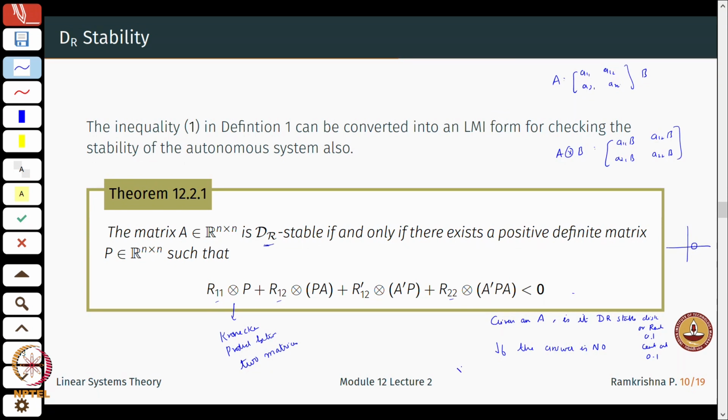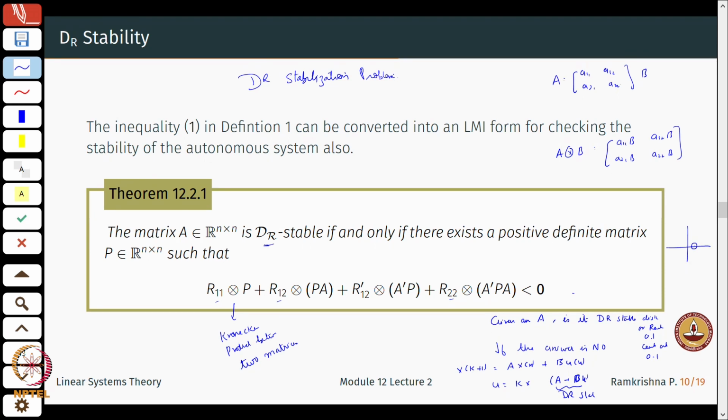then I will look at an alternate problem, right. So I have x(k+1) equals A x(k) plus B u(k). Now can I find a u equal to Kx such that A plus BK is now D-R stable? These problems are called D-R stabilization problems. Okay, so I will not go into the details of that.